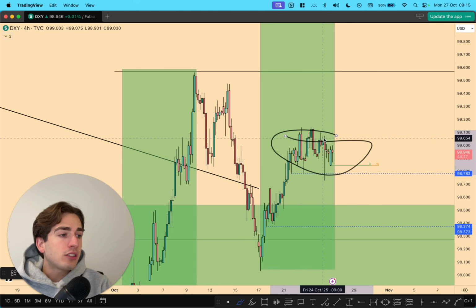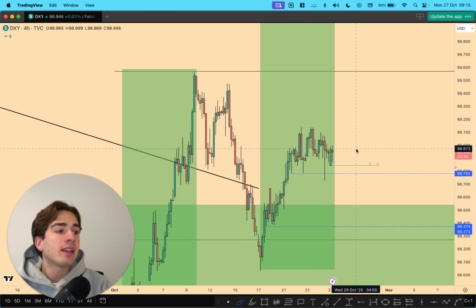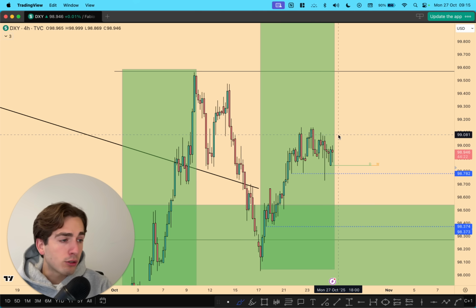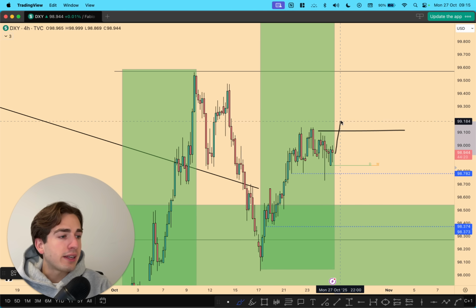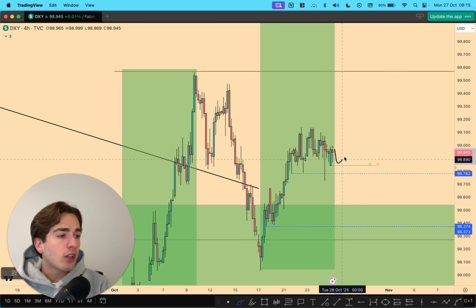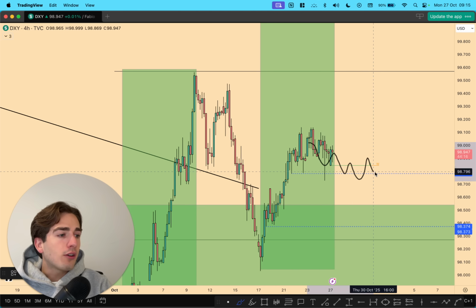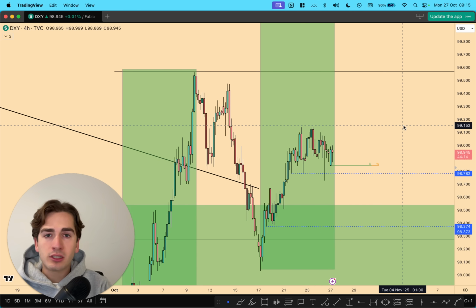It is moving sideways, so be careful. Don't think, hey, I can get into any positions at the moment, but that's my personal opinion. Wait for the overall fractal high to break, and then we'll be looking for longs. Otherwise, there is still potential for it just to chop around, and then you're just going to be stuck in positions, hating yourself. So that's what I'm looking for on the dollar index.